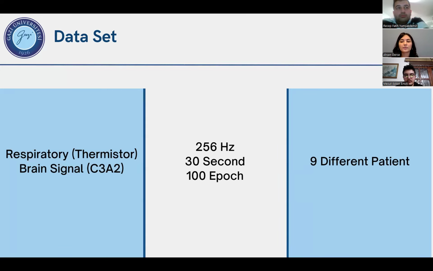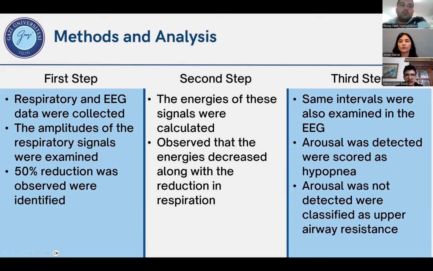To begin, we collected respiratory and EEG data from the C3-A2 channel for 9 different patients, covering diverse demographics. The signals were sampled at 256 Hz, segmented into 30-second epochs, and processed for detailed analysis. These epochs allowed us to identify critical intervals where significant amplitude reductions and corresponding energy changes were observed in respiratory signals. And with that, we will continue.